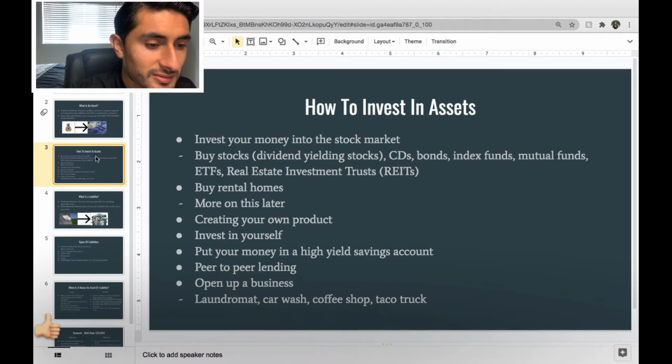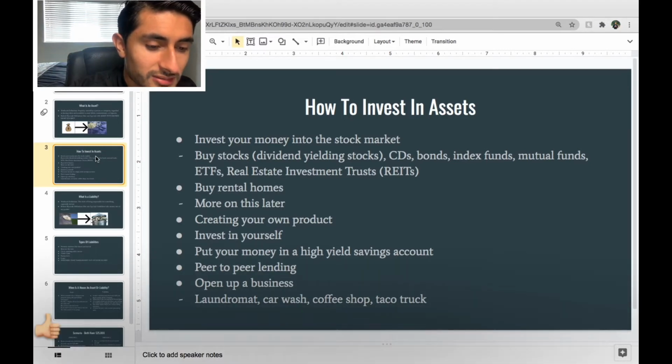Another way to invest in assets would be to buy rental homes, and I'll talk more about this later in this video. Another one would be to create your own product, right on top of investing in yourself, because I feel like they go together. I'm investing in myself right now by learning all this and teaching you guys through YouTube, so I'm trying to brand myself. That's how those two coincide. But you can make anything. You can make cookies and sell them, make shirts, hats, whatever. The sky's the limit. As long as you can think about it, just go ahead and do it.